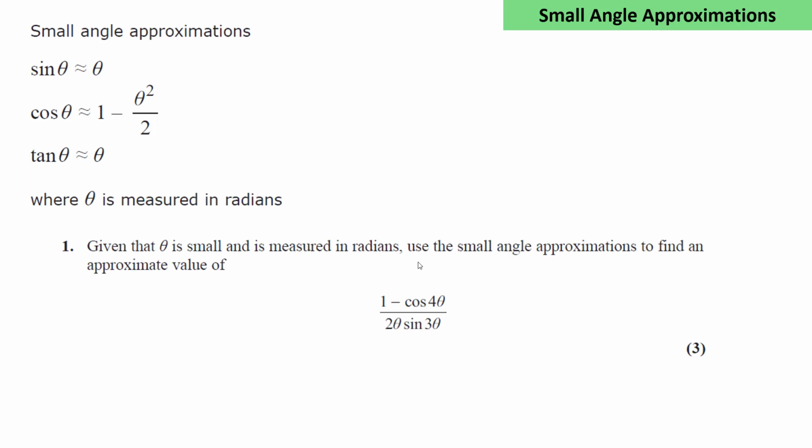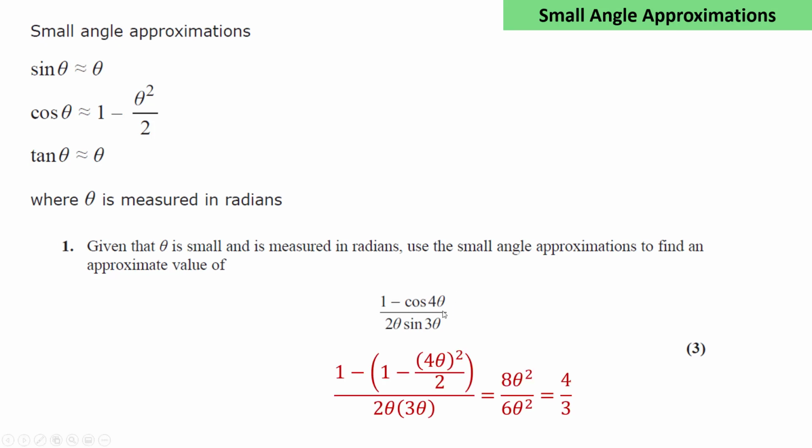Sometimes you get very simple questions based on this. For example, given that theta is small and measured in radians, use the small angle approximations to find an approximate value of (1 minus cos 4 theta) over (2 theta times sine 3 theta). Here we simply substitute 4 theta into the small angle approximation for cos theta and 3 theta into the small angle approximation for sine theta to give us this expression, which is easily simplified to 4/3.